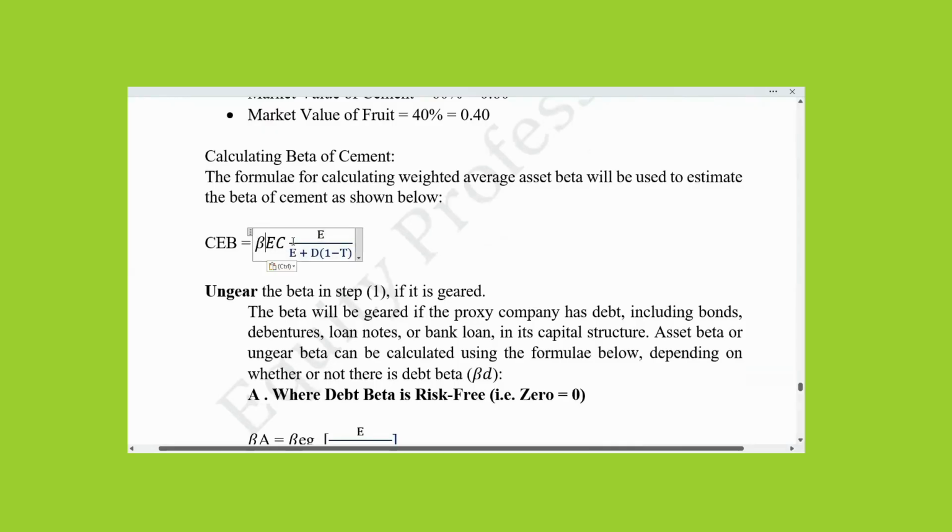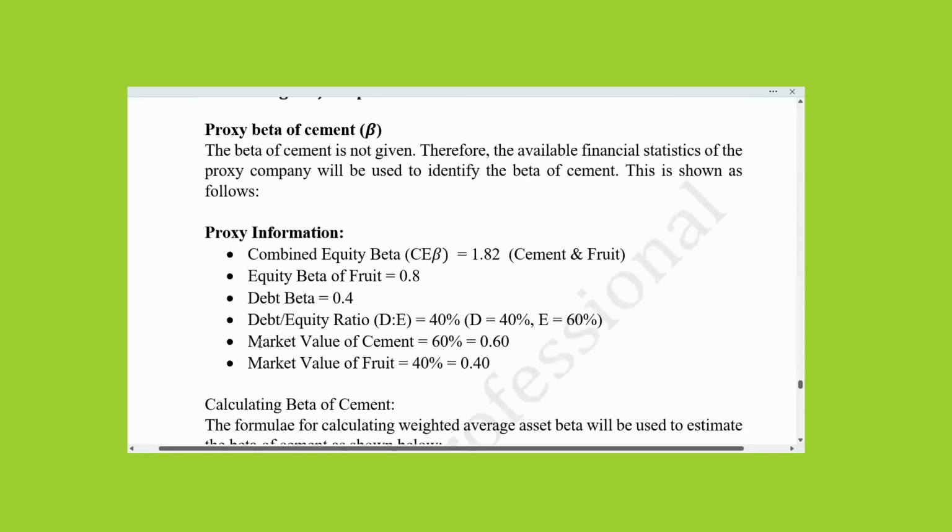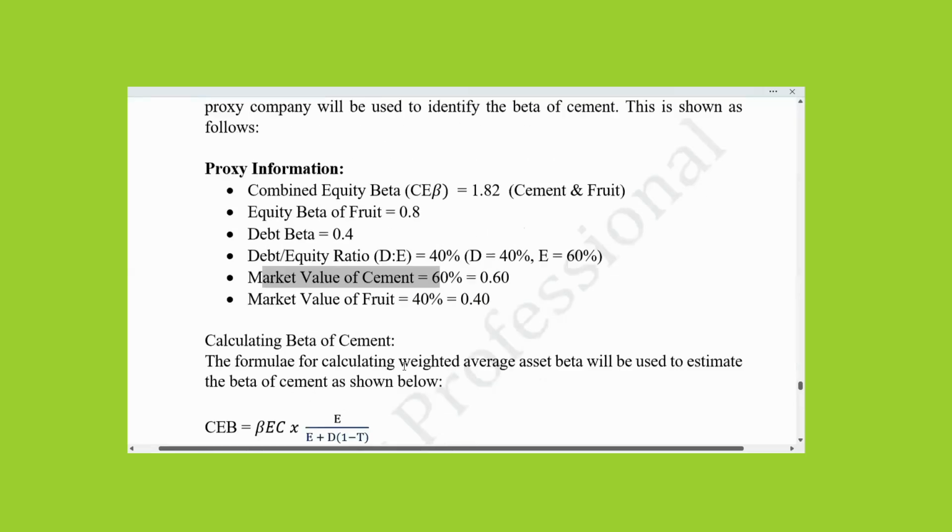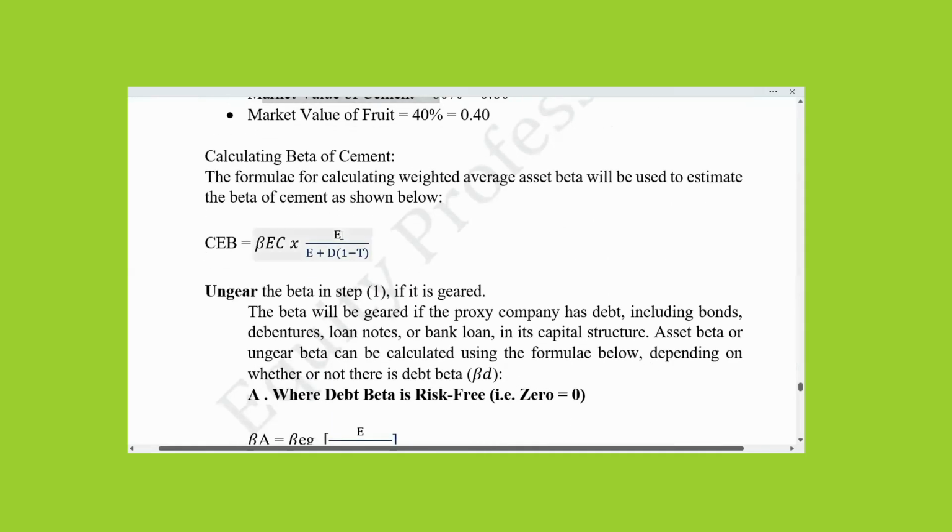Okay, so beta equity of cement multiplied by market value of cement. According to the question, we are told that market value of cement is 60%. So that will be 60. Here will be 0.6. Before that, let me write out the formula first.